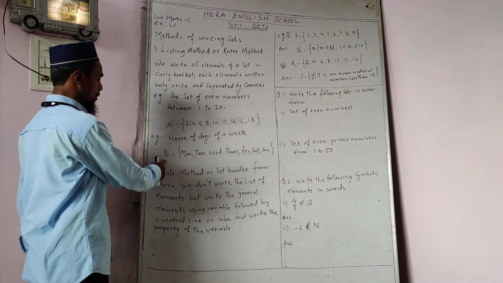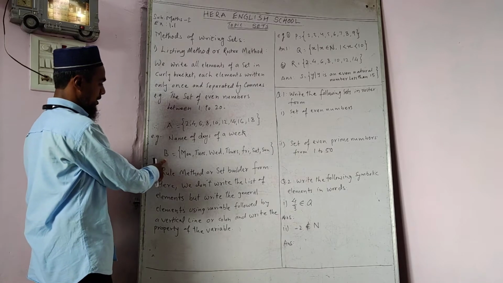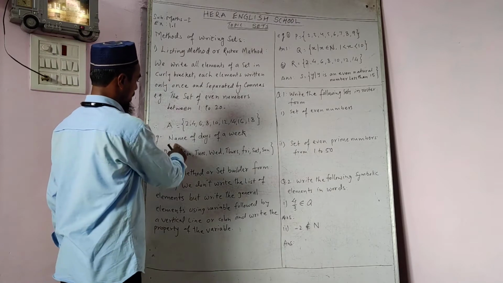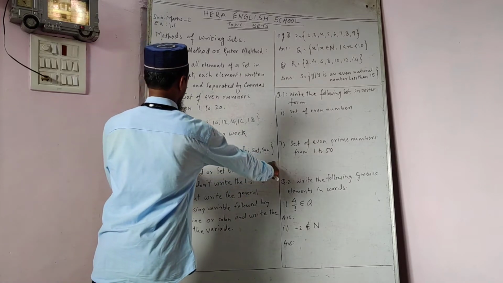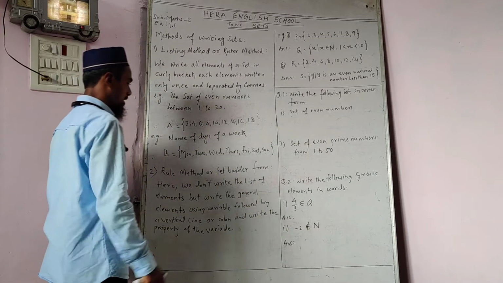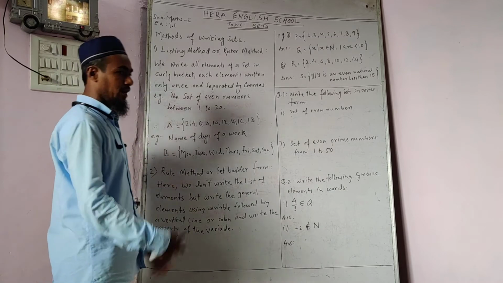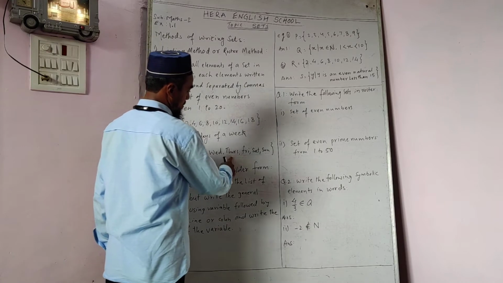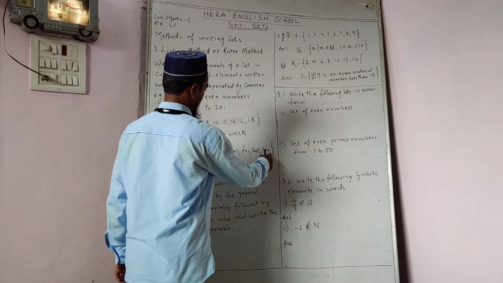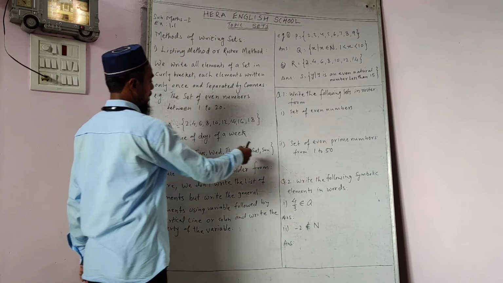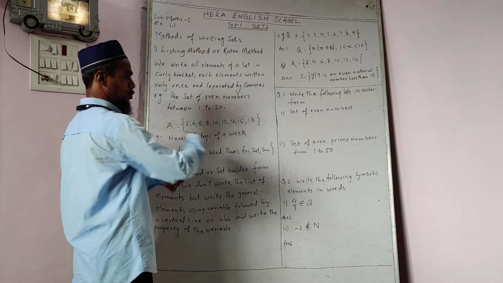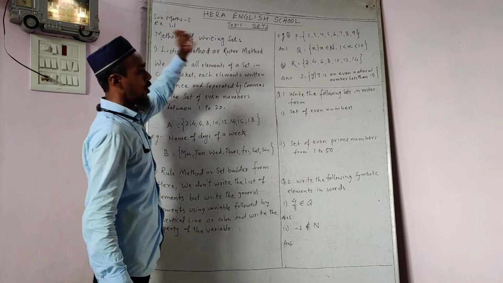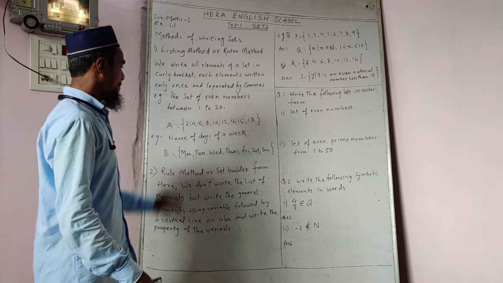Now how to write? We write the name of the set first. I have written B. B is the name of the set, equal to curly brackets. We write the opening and closing brackets here. Now the names of the days of the week: Monday, Tuesday, Wednesday, Thursday, Friday, Saturday, Sunday. Each day is separated by commas and between curly brackets. This is the listing method, or you can say roster method.